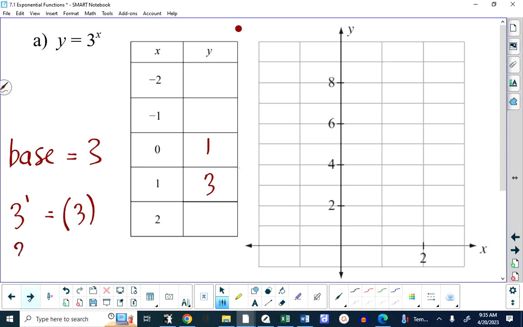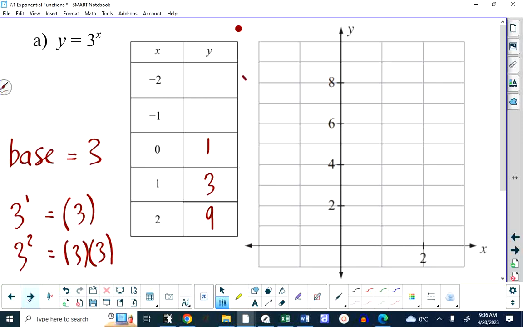If I go to 3 to the 2, we shouldn't need a calculator or anything to figure out that that's 9, but the important feature is that 9 contains one more factor of 3. Because, I mean, look at the exponent. 3 to the 1 means 1 factor of 3. 3 to the 2 means 2 factors of 3. And the point I'm driving at here is every time x increases by 1, y is tripled. So the base is telling you what's happening to y every time x increases by 1. And we can work backwards, by the way.